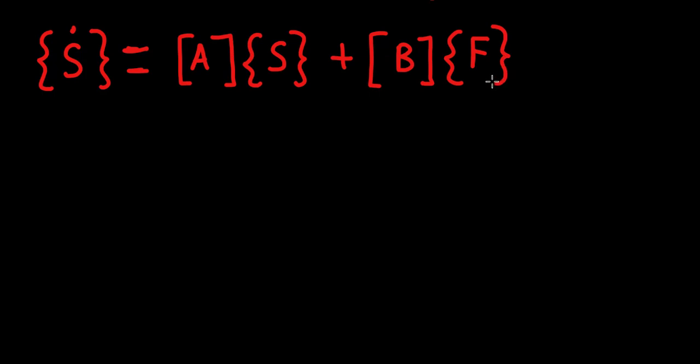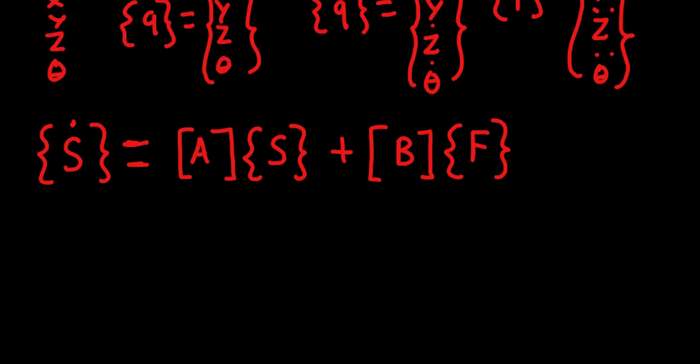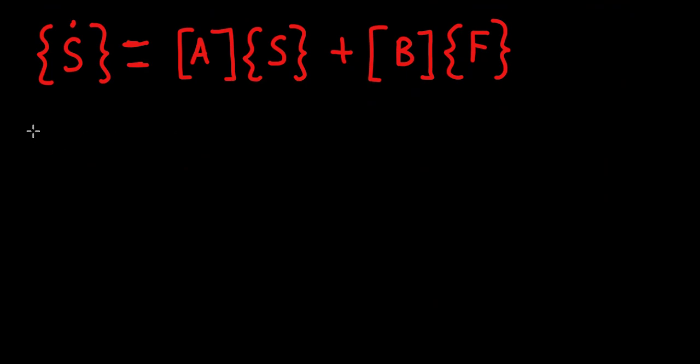Now, if you know your equations of motion, you should already know what your forcing vector is, but you're probably wondering where A and B are coming from. A and B come from the matrices that you already have from your equations of motion. Specifically speaking, A is a 2n by 2n matrix, and it is composed of these components.